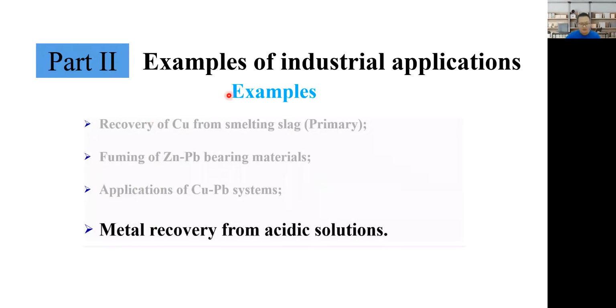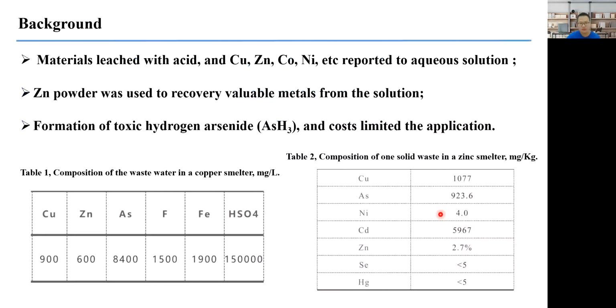Okay, so the first three examples are mainly from the pyro part. We are using thermodynamics-based diagrams to solve problems from pyrometallurgy. And my fourth example is a hydro one, metal recovery from acidic solutions. The background is that when we are making copper, lead, zinc, cobalt, nickel, we always use some water, and we always produce some solid waste. The water will contain some metals and even some sulfate and some solids. They are toxic solids. They should be treated, and we usually leach them with acid. So all those valuable metals will report into the aqueous solution.